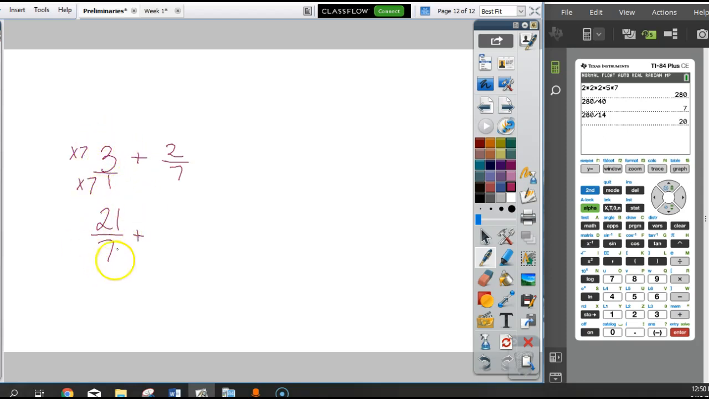Once you change that whole number to a fraction with the same denominator, same rules apply: keep the denominator the same, and add or subtract the numerators. So there's just one more problem you may run into, but this should get you started on the preliminaries assignment in my math lab.